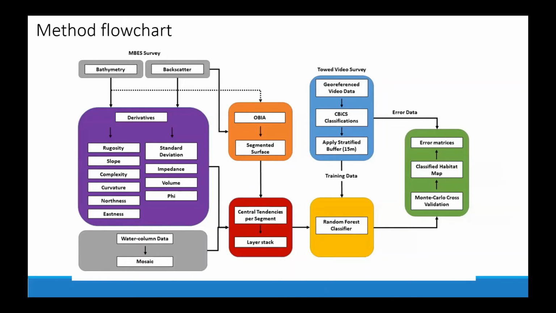This is just a diagram to try to help visualize all the steps we went through to produce the final habitat models. So the bathymetry and backscatter were used to make the object-based segmented surface. In addition to those, we took derivatives from the bathymetry and backscatter, like porosity, slope, and complexity. And there was also the water column data set mosaic that Schimel provided.